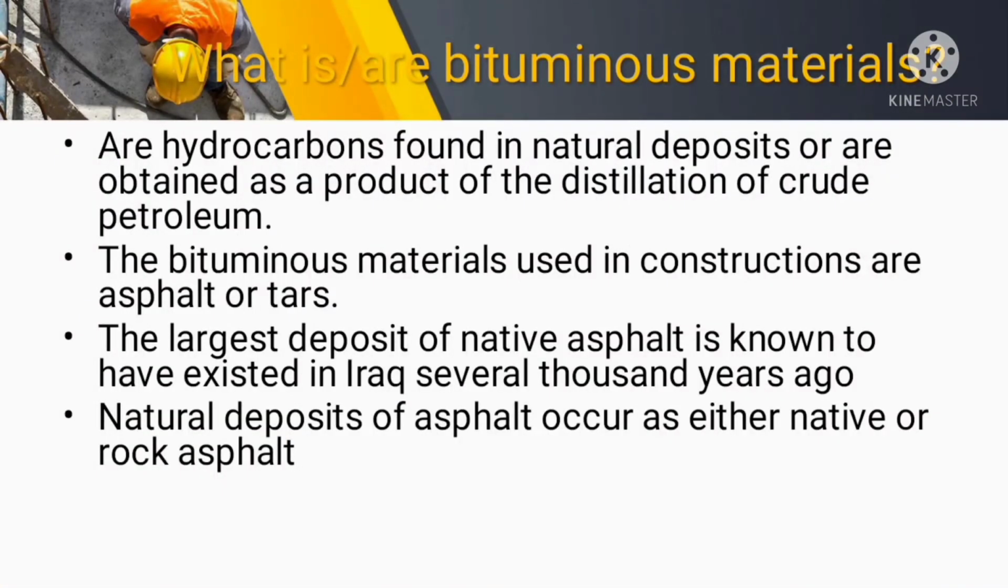So what is or are bituminous materials? Bituminous materials are hydrocarbons found in natural deposits or are obtained as a product of the distillation of crude petroleum. The bituminous materials used in constructions are asphalt or tars. The largest deposit of native asphalt is known to have existed in Iraq several thousand years ago. Natural deposits of asphalt occur as either native or rock asphalt. Bituminous materials are used widely all over the world in highway constructions.